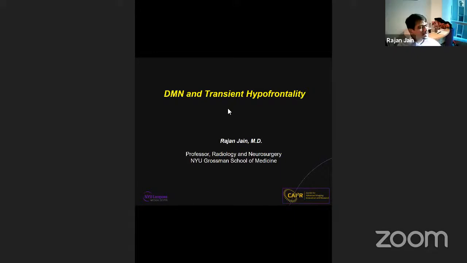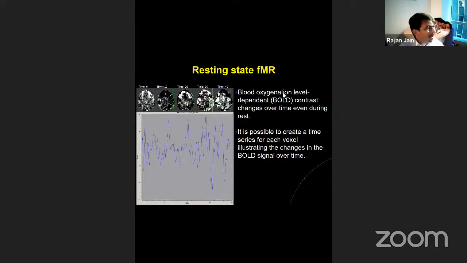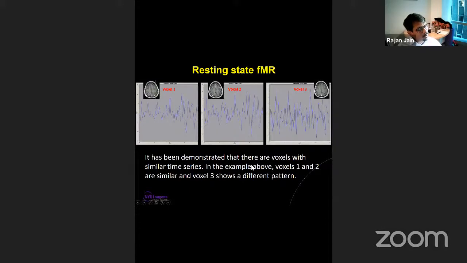So as I said, default mode network and transient hypofrontality, I'm just going to talk a little bit. With resting state fMRI, BOLD imaging, we can detect these contrast changes occurring in the brain parenchyma over time, even during the rest phase. It's possible to create a time series for each voxel within the brain we're scanning, illustrating these changes in the BOLD signal over time, like this one. For looking at different networks, we look at these time series created from different voxels and try to connect them, right?